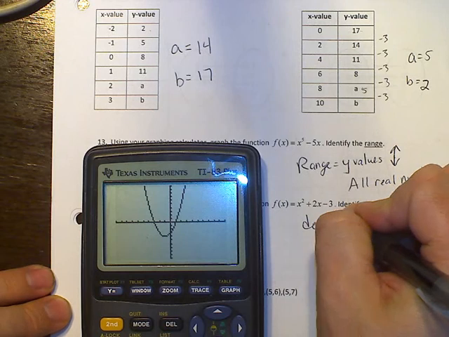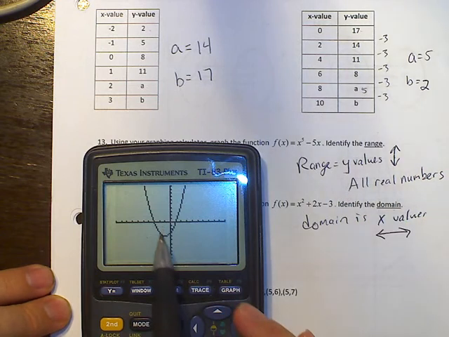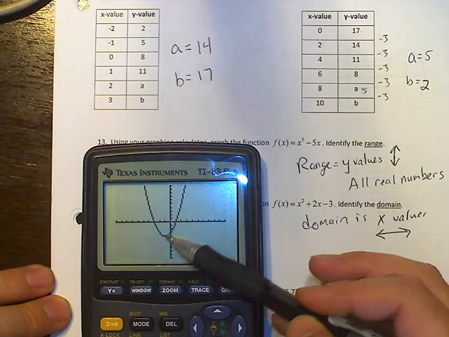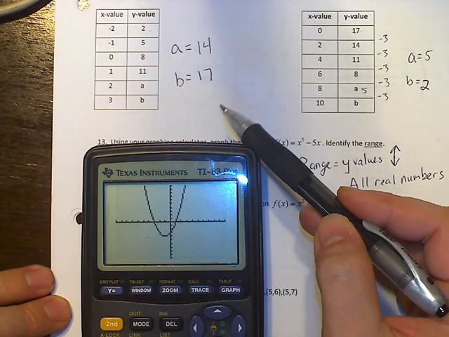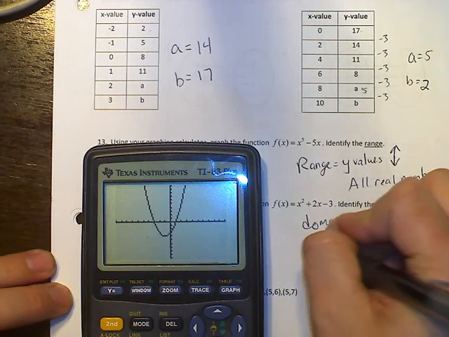is x values. So that's left to right. Going left, this goes up and to the left and it keeps going forever and ever. This way it goes up to the right, it goes to positive infinity, it goes on forever. So if it goes left and right forever, it's all real numbers.